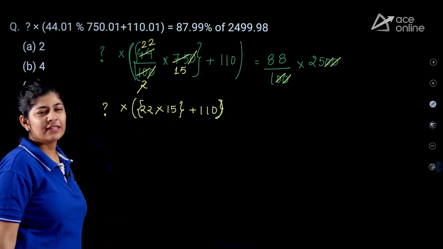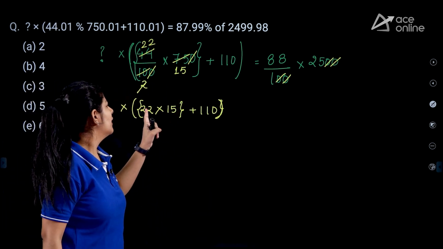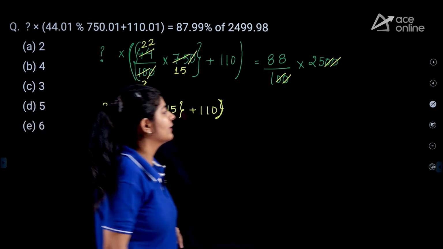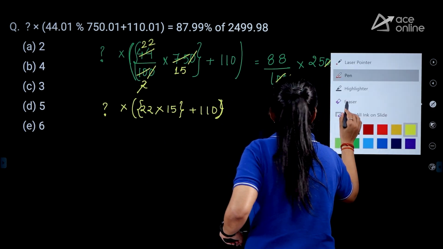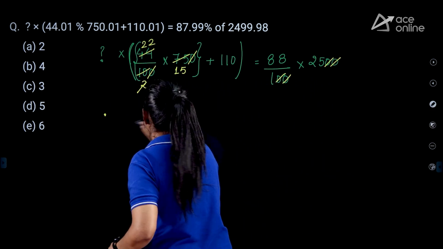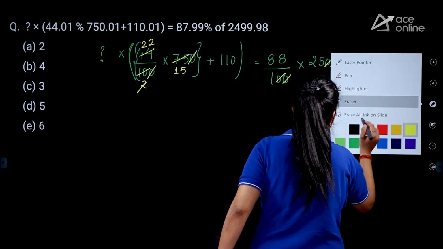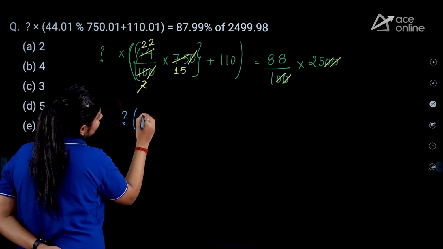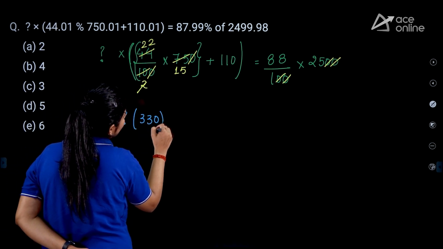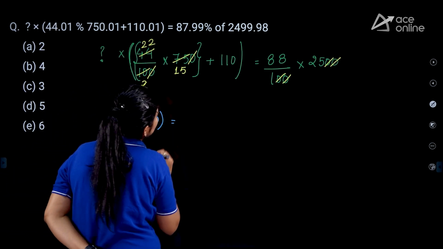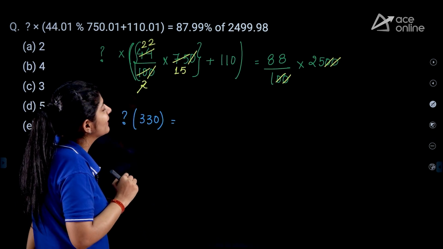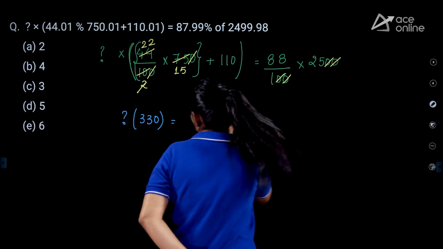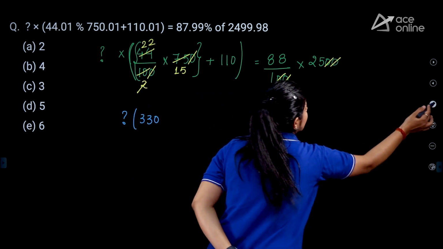Wait, instead of writing this one, we can simply solve it. 15 into 2, that is 30, 0, the 3 is carried on, that means 33. So we are getting 330. So we can directly write it as question mark into 330, right? And that is equal to 330 plus 110. That will become 440.